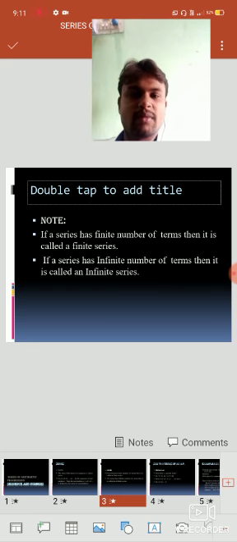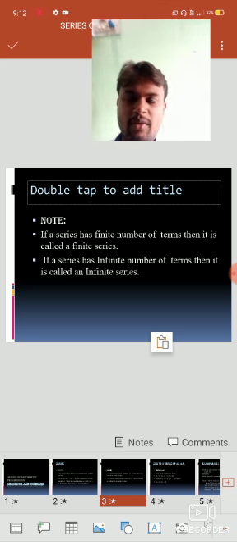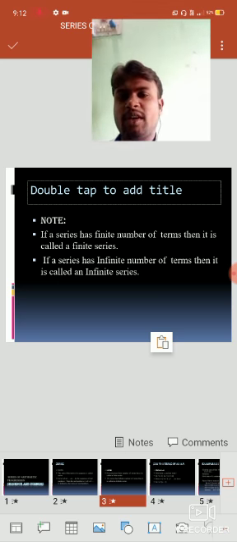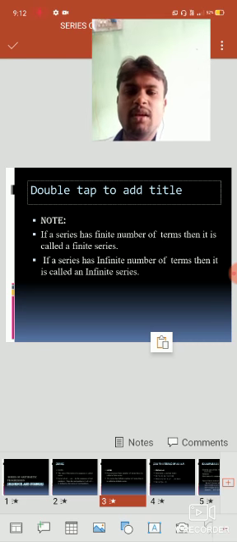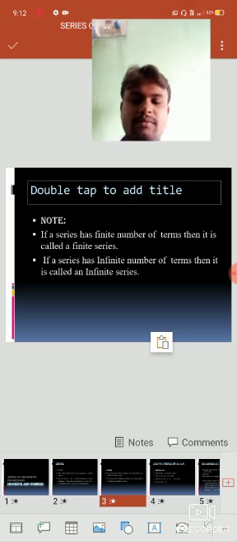For example, 1, 2, 3, up to 100. So 100 is the ending number, so this is a finite series. And if a series has an infinite number of terms, then it is called an infinite series. For example, 1 plus 2 plus 3 up to etc. is going to infinite terms.